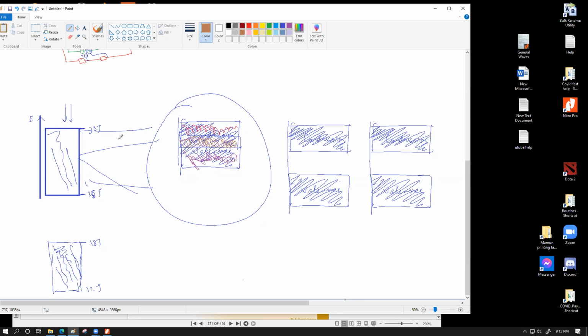What happens for non-metals or poor conductors, for example sulfur, diamond, wood, glass, you name it? The conduction band and the valence band have a very large energy gap between them.